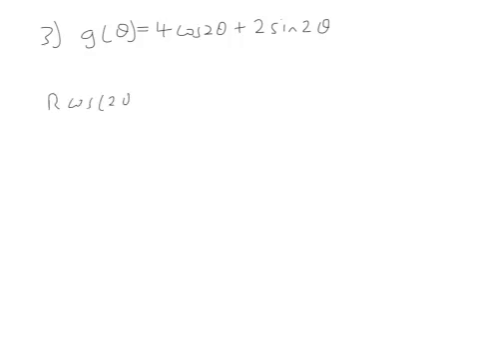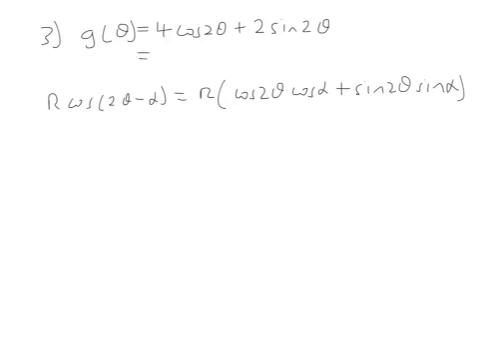So for question 3, we're told that g of theta is 4 cos 2 theta plus 2 sine 2 theta, and we're told to write it in the form r cos of 2 theta minus alpha, which is r cos 2 theta cos alpha plus sine 2 theta sine alpha. Now 4 squared plus 2 squared is 20, so we can rewrite this as 4 over root 20 cos 2 theta plus 2 over root 20 sine 2 theta.